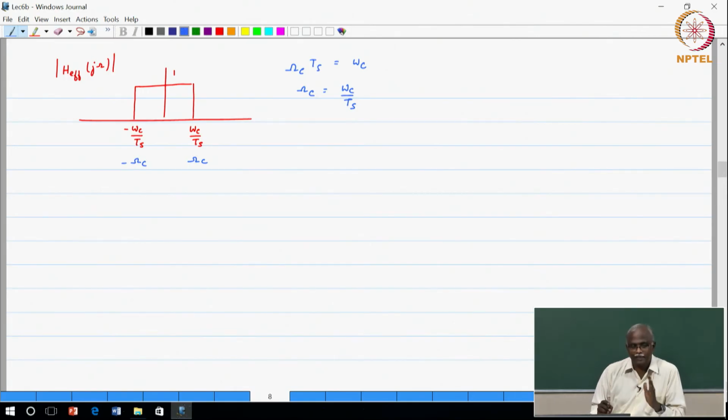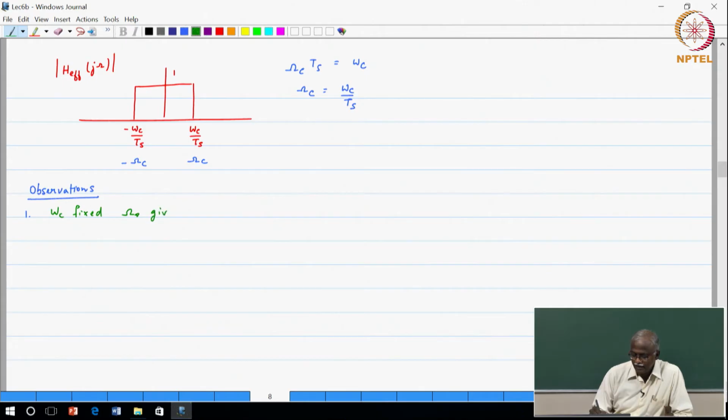Now, the key element comes in the discussion that is to follow. Please note the following: we will be making a set of 4 observations, and I will take time to make sure that each of those observations is clear. The first observation is that omega c we can treat as something that is fixed, because that is the low pass filter that has already been designed and given to us. The second one is that omega naught is given. I am given a signal with a certain band limited property.